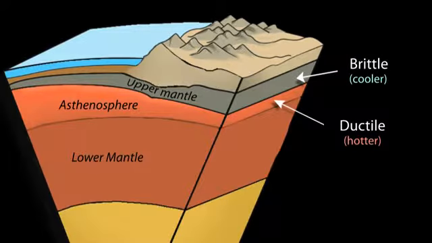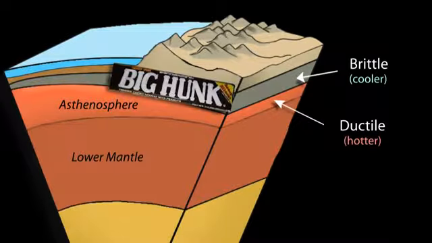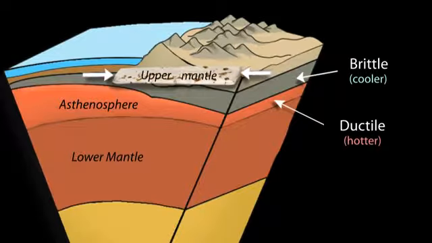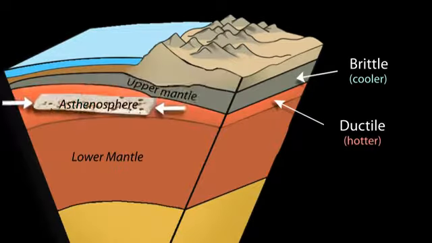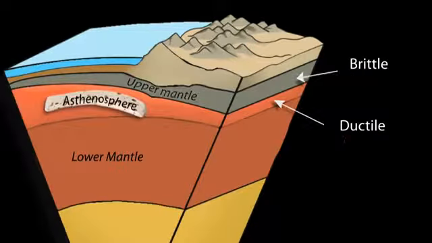As an analogy to how rock can either be brittle or ductile, consider a taffy bar like the Big Hunk. When force is applied, they are brittle when cold and ductile when warm.